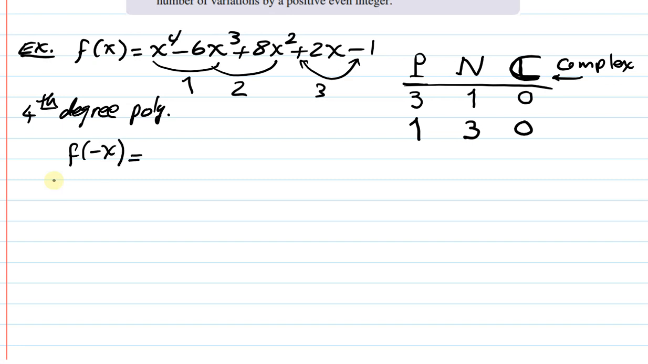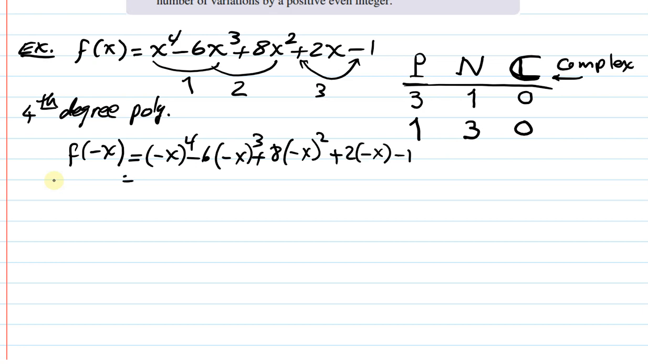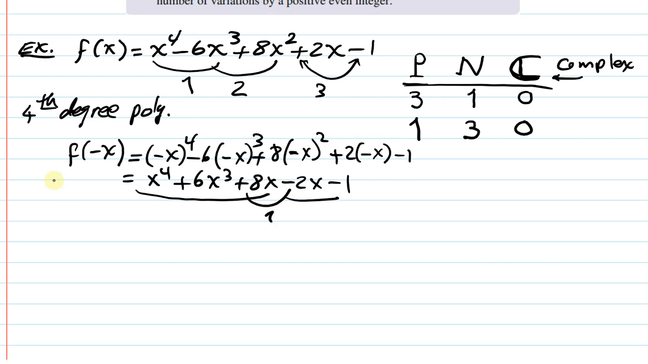Now, let's look at the variations in sign of f of negative x. F of negative x becomes negative x to the 4th, minus 6 times negative x cubed, plus 8 times negative x squared, plus 2 times negative x, minus 1. This becomes x to the 4th plus 6x cubed plus 8x squared, because negative x squared is positive, minus 2x minus 1. Look at the variations in sign. There's only one variation in sign, from here to here. So according to this, it can only have one negative, right?